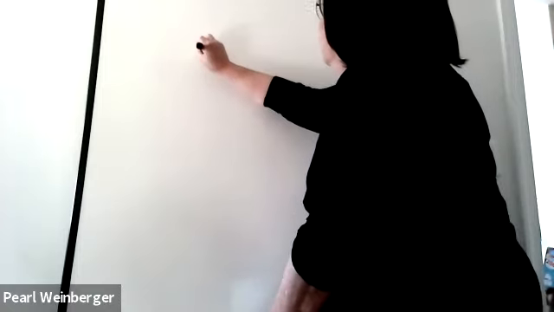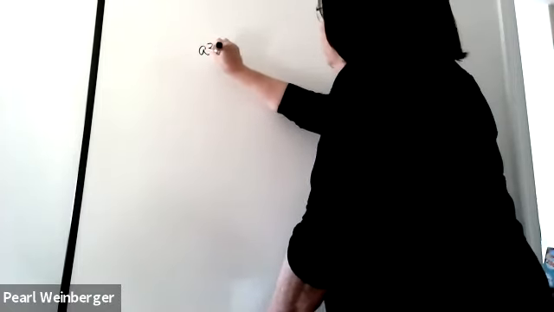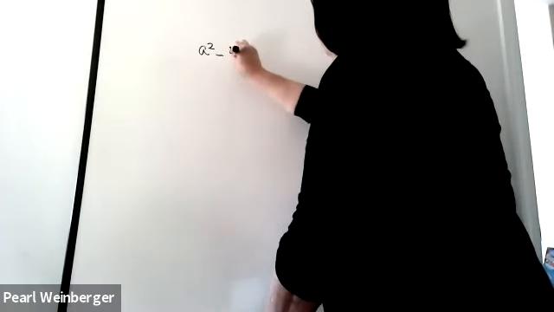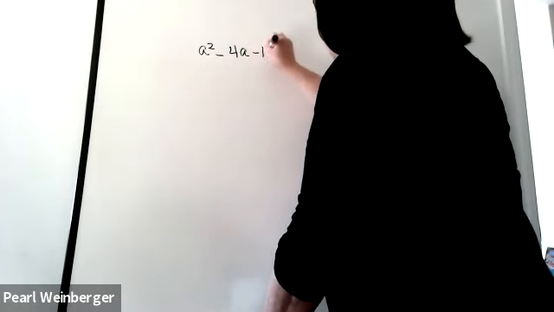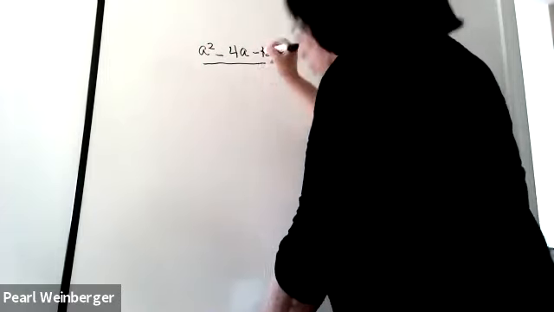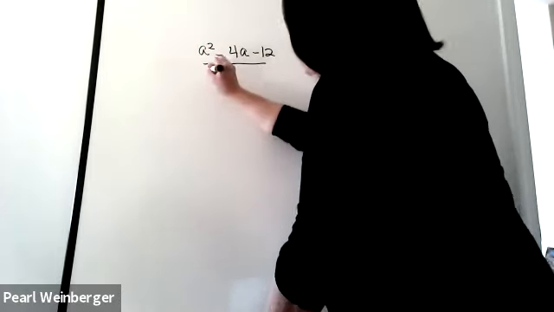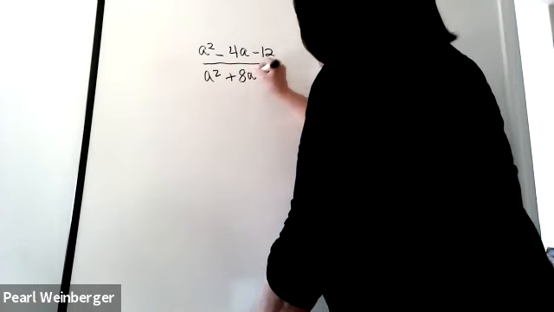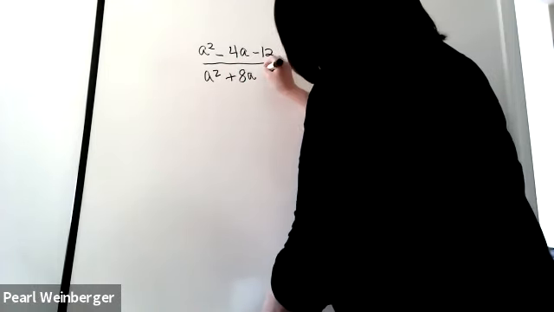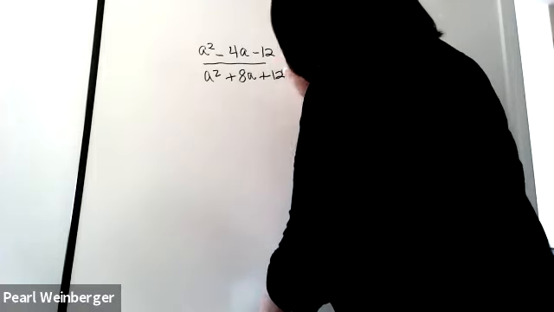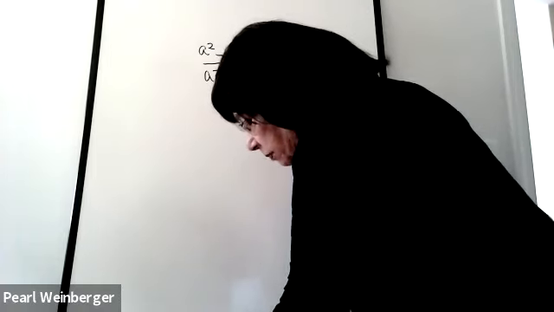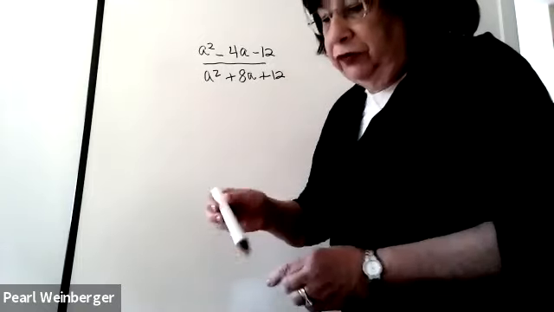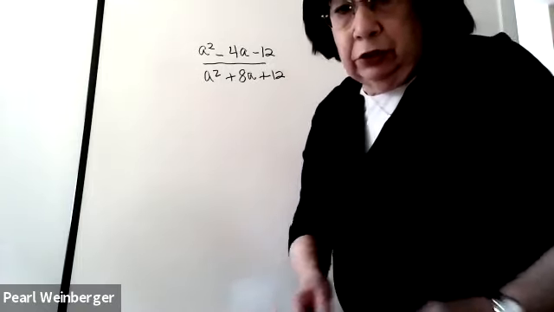Suppose I gave you this: (a squared minus 4a minus 12) over (a squared plus 8a plus 12). I would like you to simplify this fraction and get it as a reduced fraction in lowest terms.